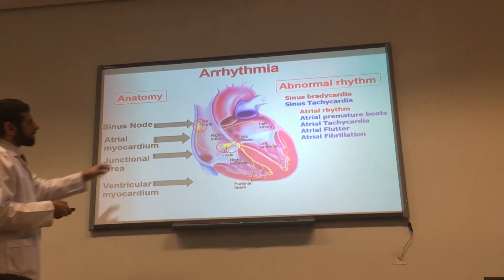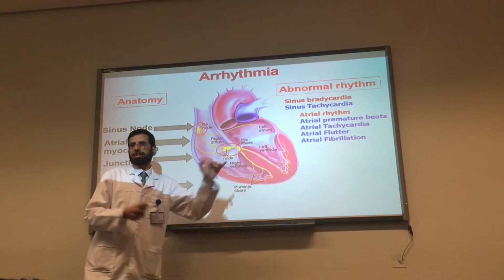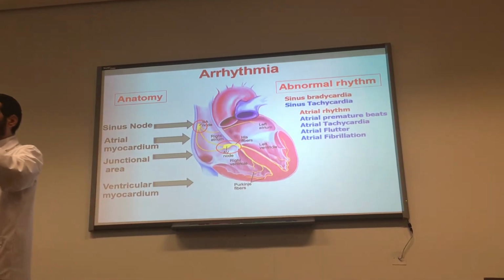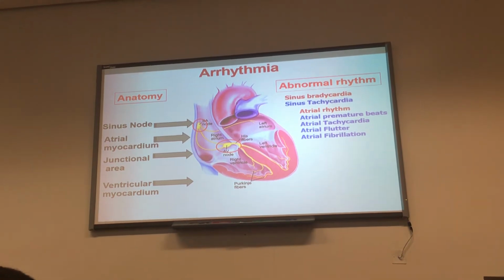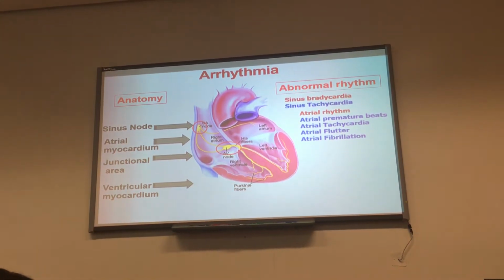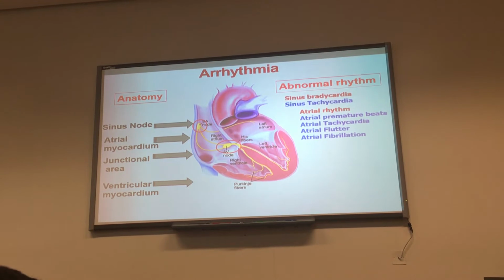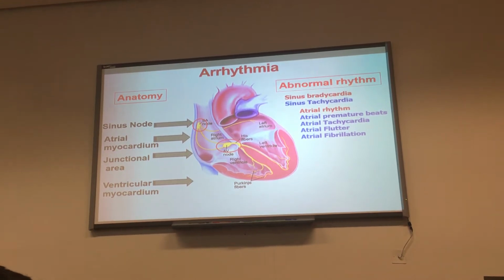Okay. Junctional area, which is the AV node and bundle of His. So AV node, bundle of His, this is the junctional area of the heart. What arrhythmia can be produced from this area? Block. Junctional rhythm, which is 40 to 60. If the sinus node is not firing, this is the secondary pacemaker of the heart.